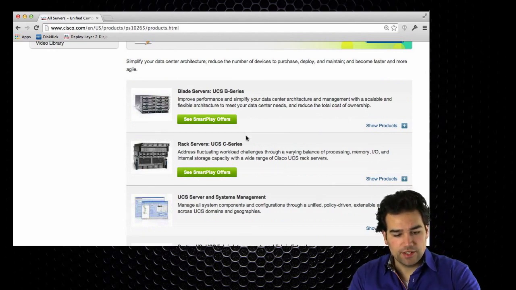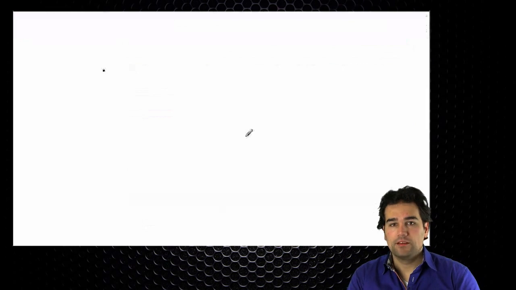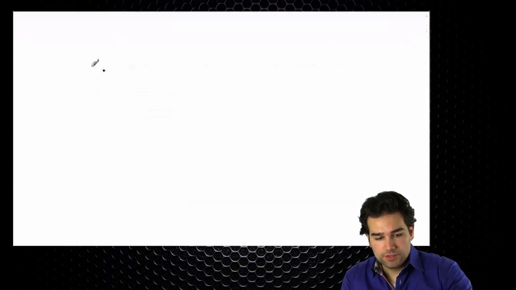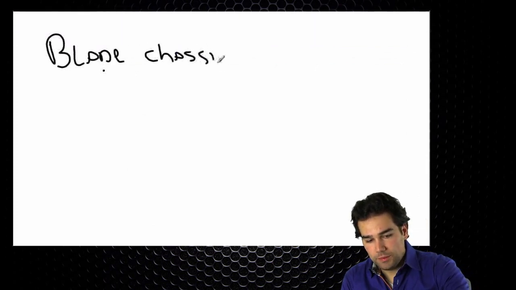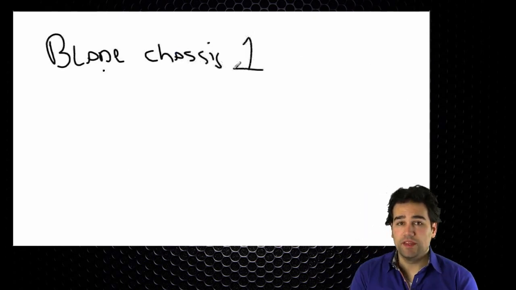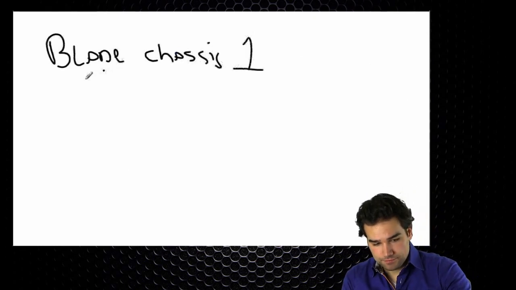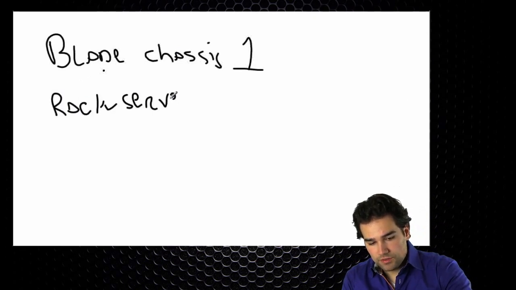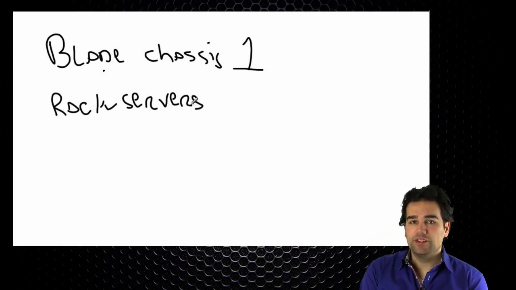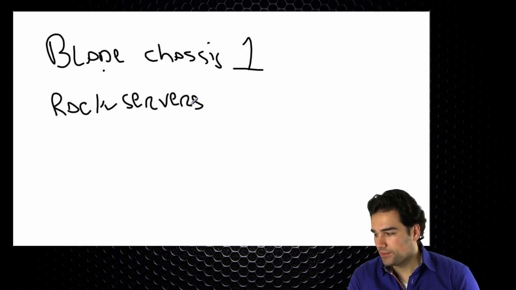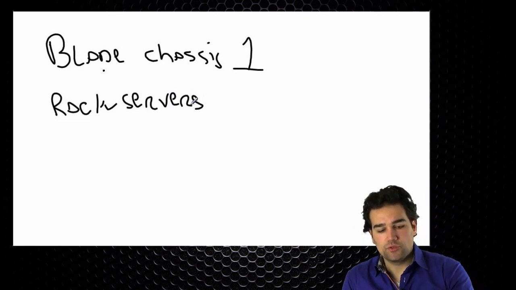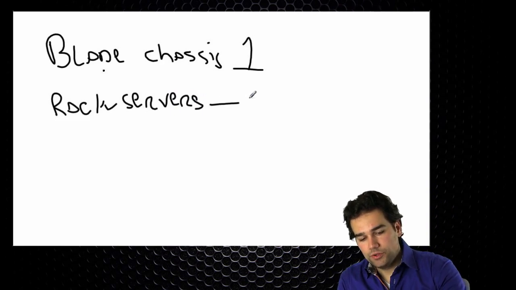In the CCIE data center test, we have a couple things. So the first thing we have is that we have blade systems. So we have blade chassis, probably one chassis, with a couple blades, different blades in it. And we will also have rack servers, but they will not be integrated into the UCS system. And what I mean with that, we'll talk about a little bit later. So we have a blade chassis, we have a rack server, but this rack server you have no access to.